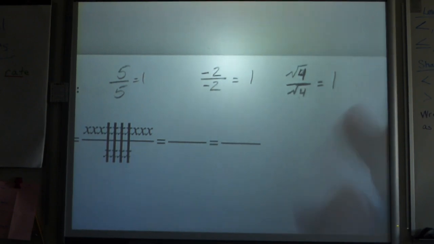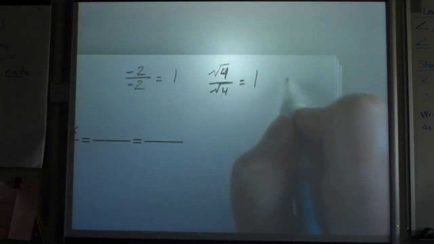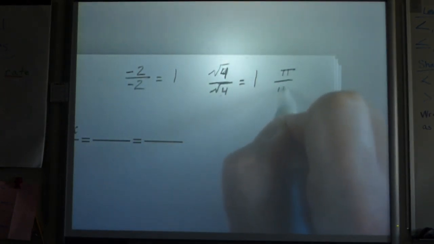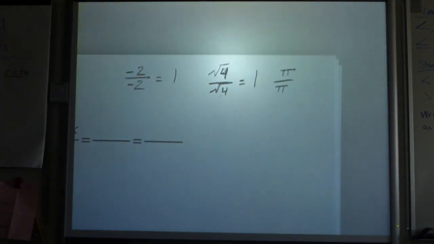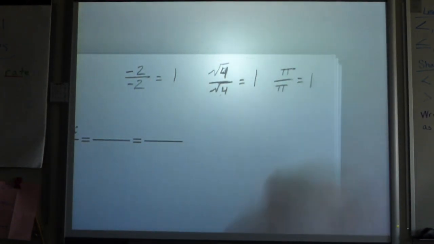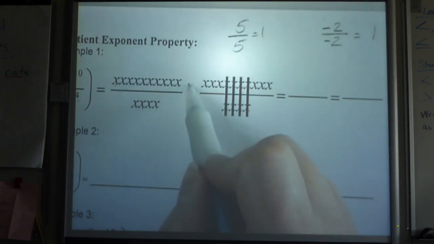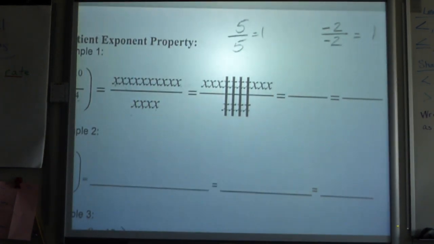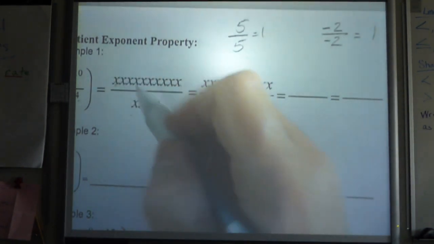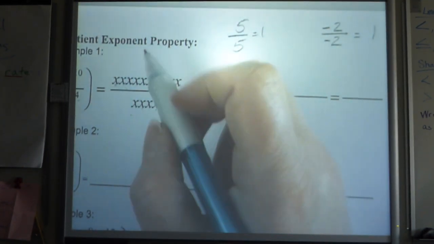What is that? 1. What's any irrational number divided by itself? Pi divided by pi is 1. Any number divided by itself is 1, except 0 because we cannot divide by 0. But any other number divided by itself is 1. So when I look at this, 10 factors of x divided by 4 factors of x, I know that I have some mathematical simplifying to do here.